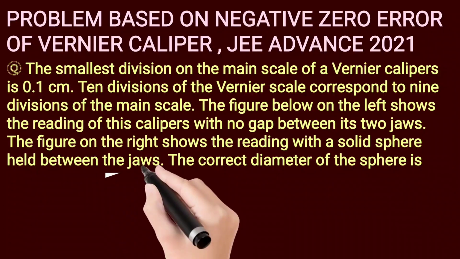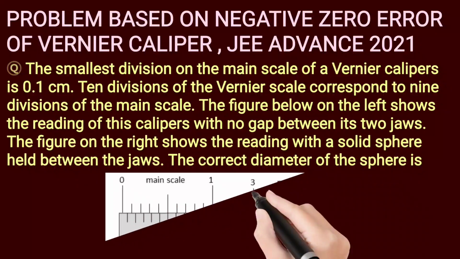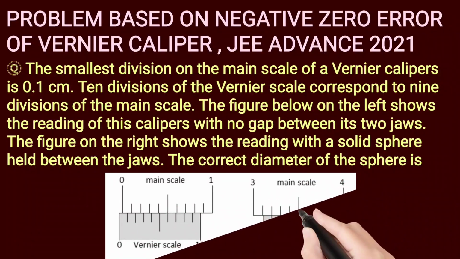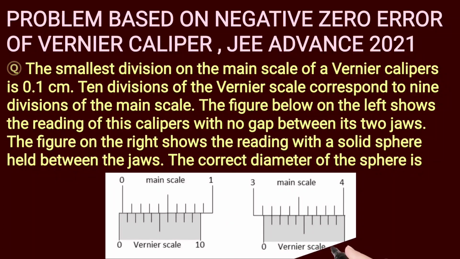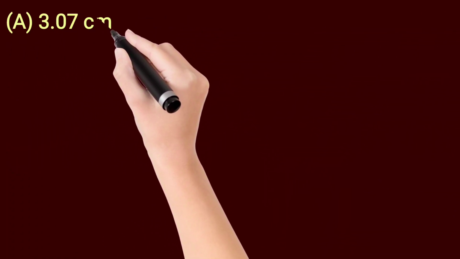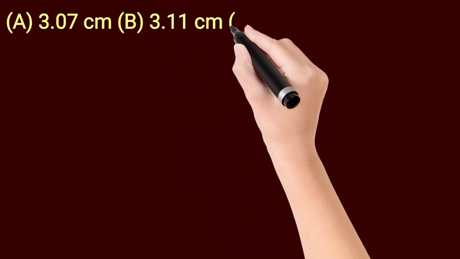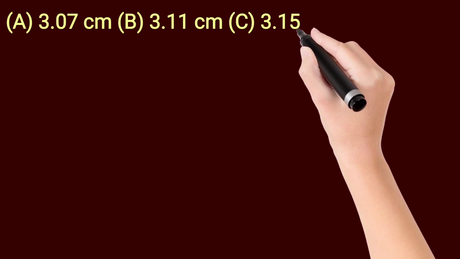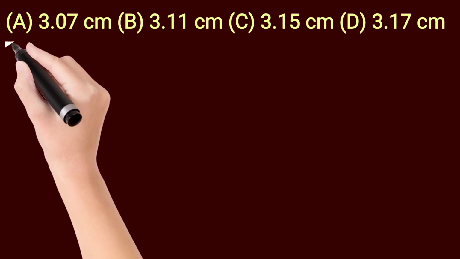Now let's watch the diagram given. You can take a pause and try to solve this question. Here on the left side the jaws are coinciding, and on the right side is the measurement of the diameter. Here 4 options are given. Option A 3.07 centimeter, option B 3.11 centimeter, option C 3.15 centimeter, and option D 3.17 centimeter.